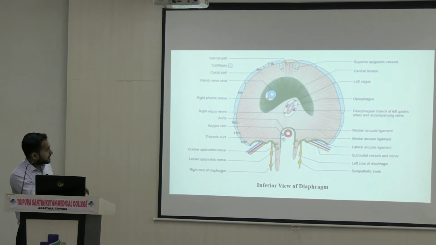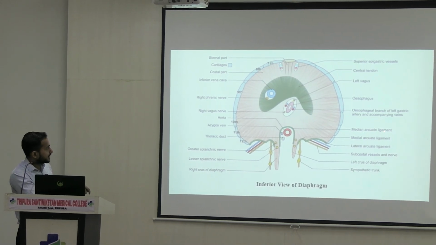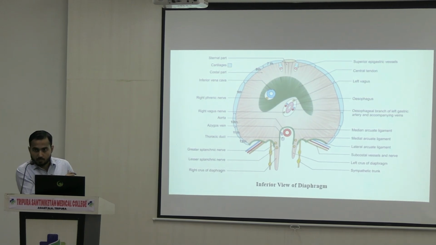Now, in between the right crus and left crus, at the medial margins, you can see a tendinous arch about the aortic opening. And what is this? This is also called the median arcuate ligament. Okay. So this is the origin. Next, after origin, what is the point? Next point, it is the insertion.